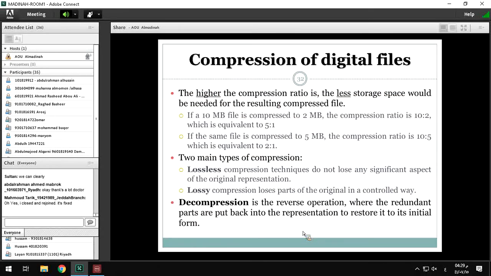The higher the compression ratio is, the less storage space is needed for the resulting compressed file. If a 10 megabyte file is compressed to 2 megabytes, the ratio is 10:2, which is 5:1. If the same file is compressed to 5 megabytes, then the ratio is 10:5, which is 2:1. So this is what the compression ratio is. We use compression techniques to compress files to reduce their size.